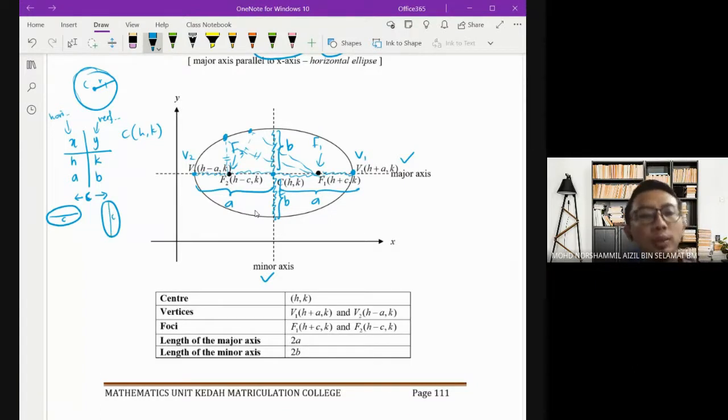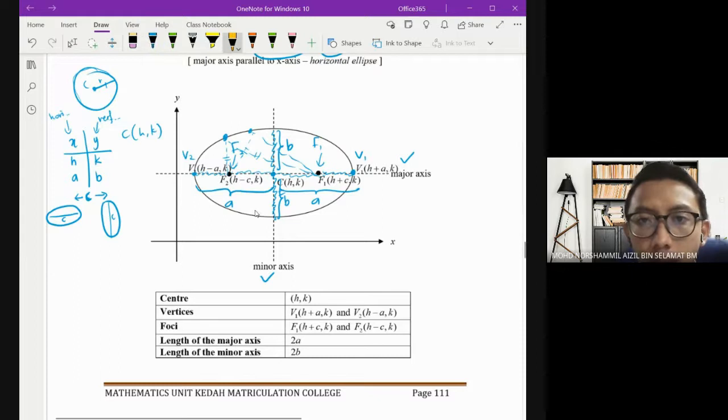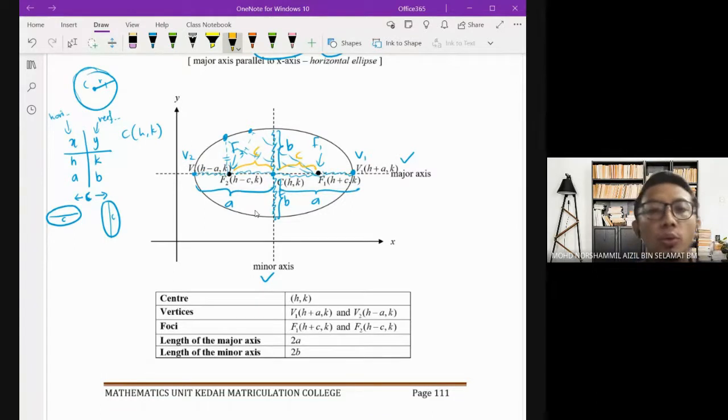So C ni dia versatile. Can go to horizontal or vertical part. So what does it mean by C? This is C. Center to one of the foci, the distance is always C.